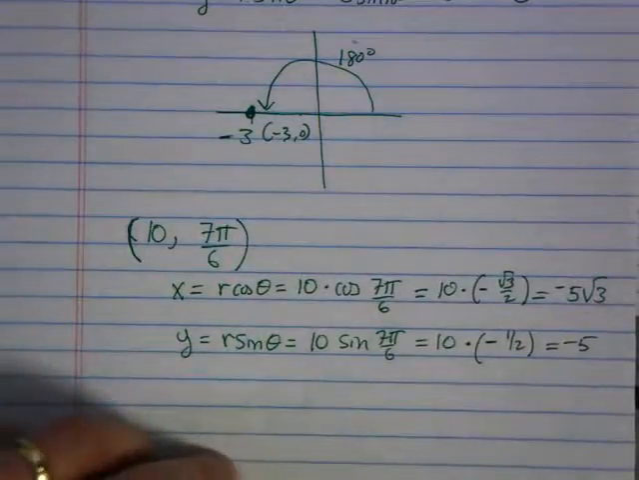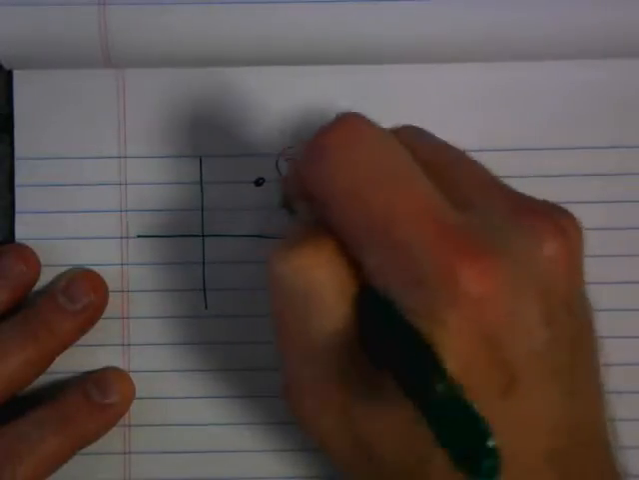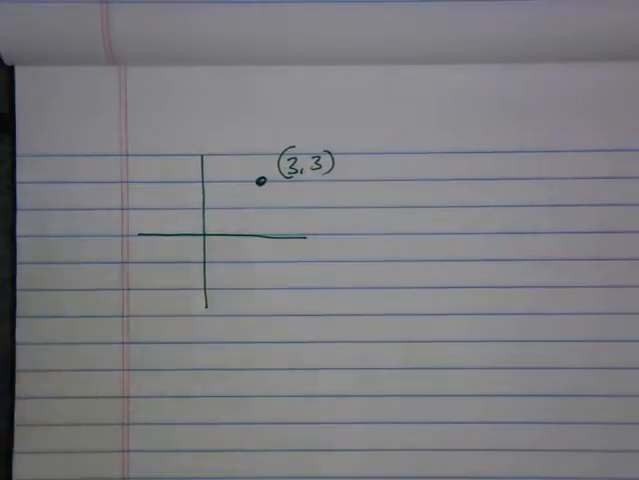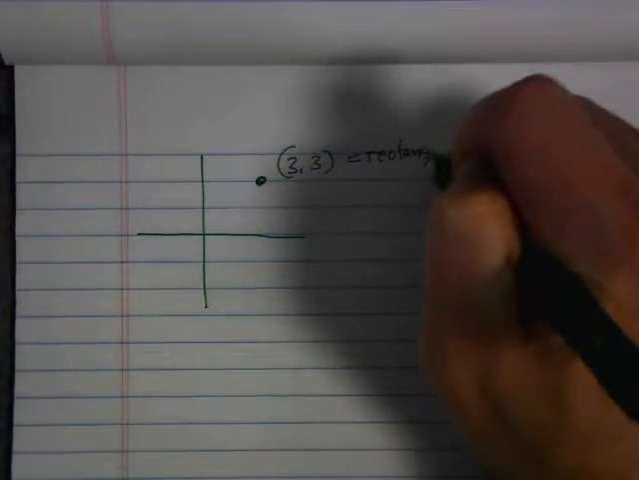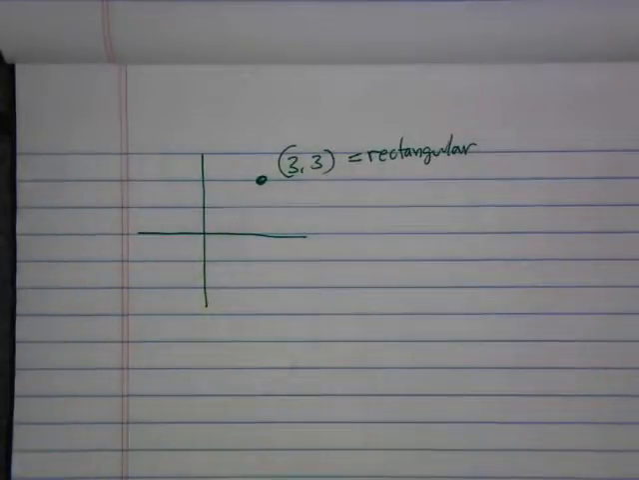All right, how about going the other way? What do I mean by going the other way? Well, what if I give you a rectangular point? Let's start with a fairly easy one. What if I give you a rectangular point, like the point 3 comma 3? How are you going to convert that to a polar point?